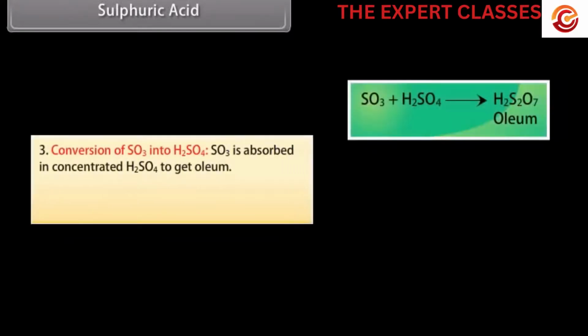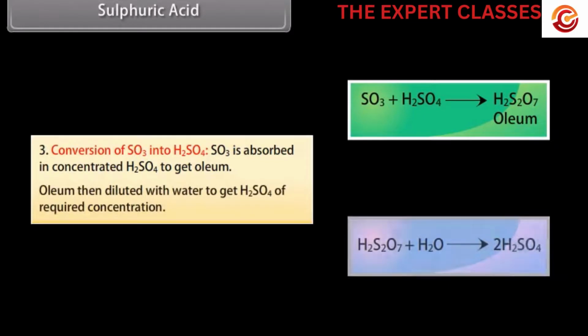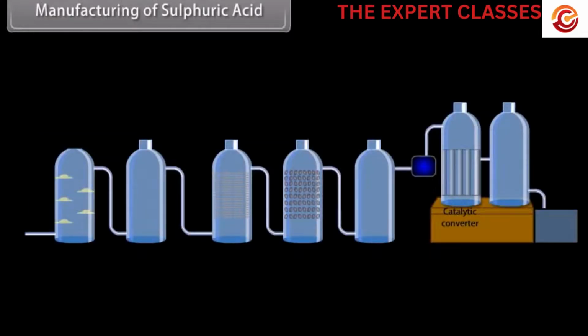Conversion of SO3 into H2SO4. SO3 is absorbed in concentrated H2SO4 to get oleum. Oleum then is diluted with water to get H2SO4 of required concentration. Manufacturing of sulfuric acid.